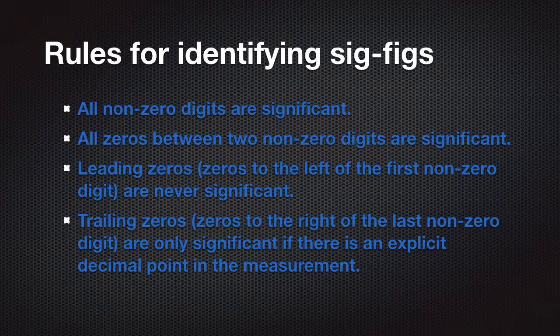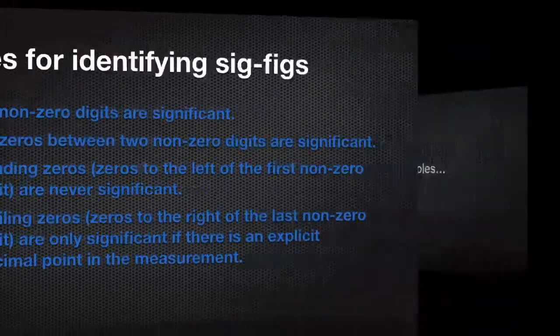Finally, trailing zeros, zeros to the right of the last non-zero digit, are only significant if there is an explicit decimal point in the measurement. There has to be a decimal point written in there. The little dot has to be there. If it's not, any of those trailing zeros are not significant. They're there simply to provide placeholders so that the significant digits are given their proper value. And here we have some examples.